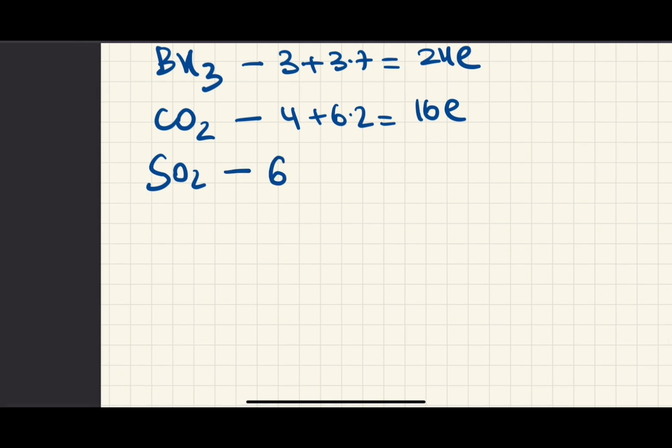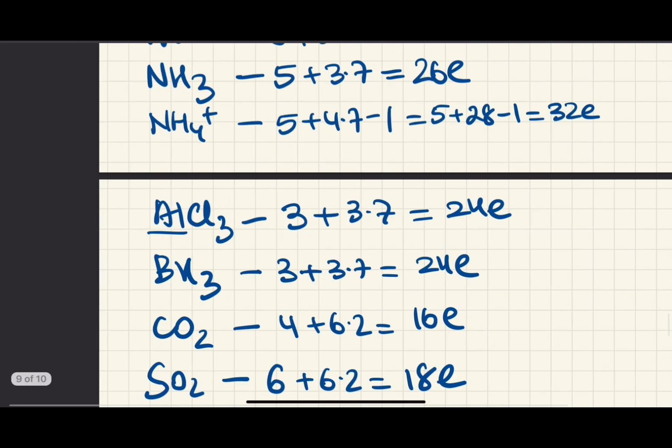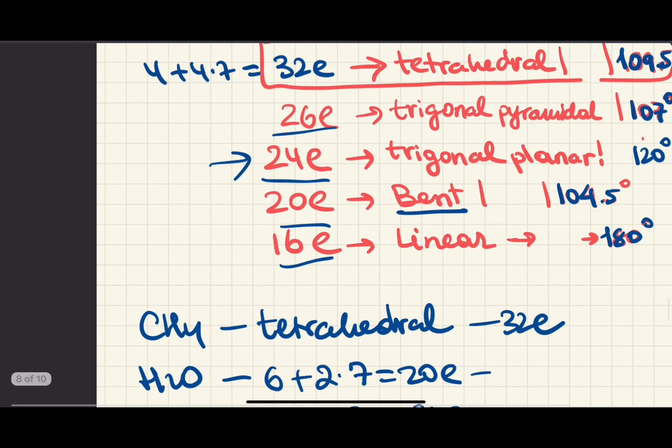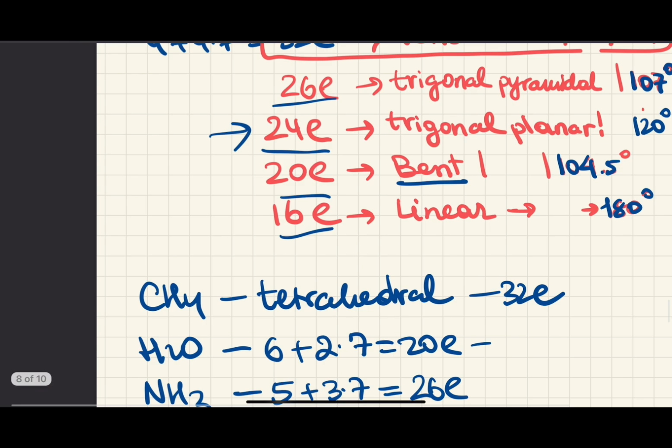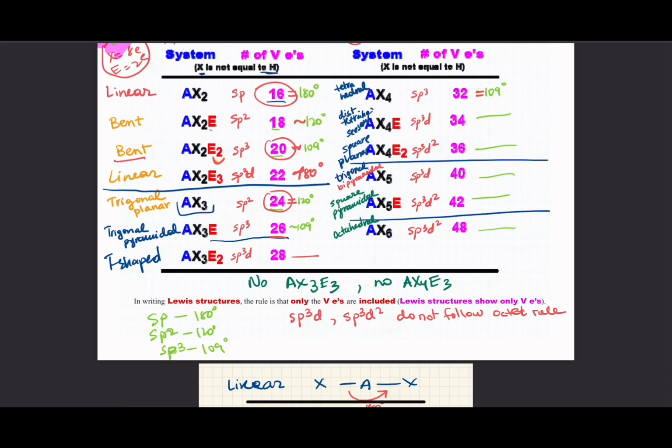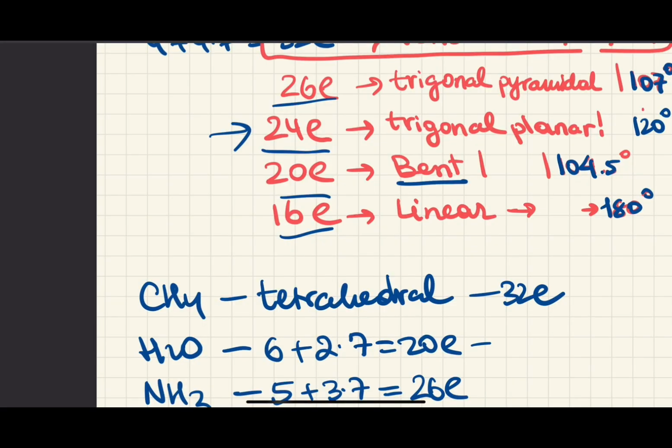And then SO2 in here, it would be 6 for oxygen and 6 for sulfur, so 6 plus 6 times 2, which is 18 electrons, and 18 electrons is not given in this table. I'm gonna write that one as well. So 18 electrons is bent as well. Whenever you have 18 or 20 electrons, it is bent.